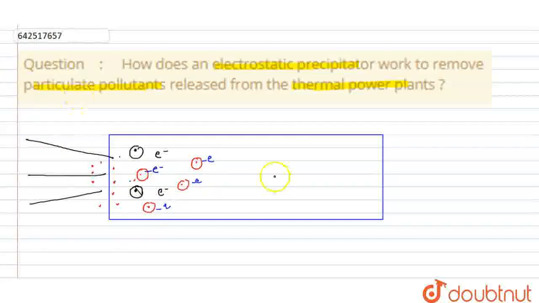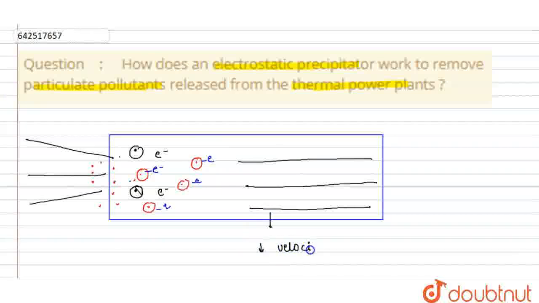Now what happens? They have a collecting plate further that is being arranged, and when this net negative charged dust particle moves through this collecting plate, the velocity is kept very low. Why are they being kept at a low velocity? So that whenever a charged particle is moving from this, they get precipitated and settle down on these collecting plates, and only the fresh air will be passed out from this electrostatic precipitator. So this is the whole functioning of the electrostatic precipitator.